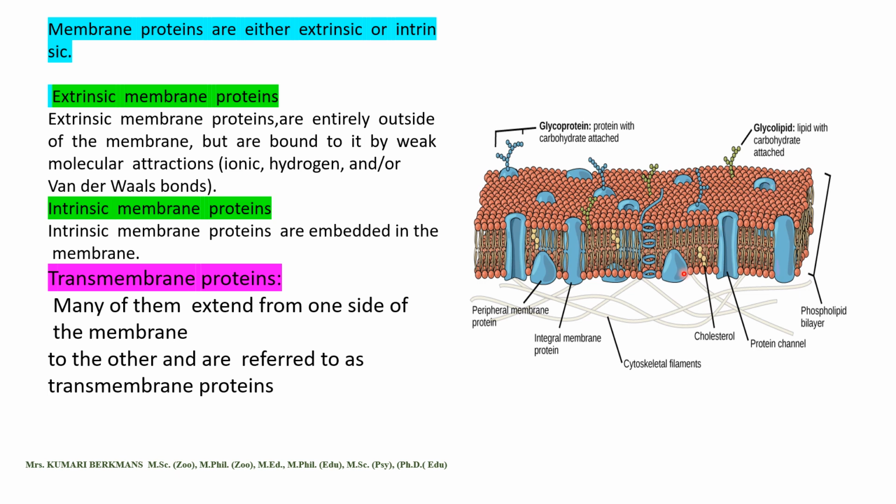And what are intrinsic membrane proteins? In the sense, they are embedded in the membrane, so they are called intrinsic membrane proteins. And transmembrane proteins, in the sense, many of them extend from outside the membrane to the other side and are referred to as transmembrane proteins. So there are three types of membrane proteins: extrinsic, intrinsic and transmembrane.